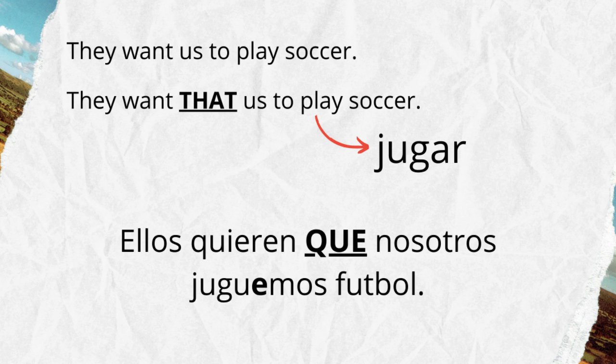Now we're going to be looking at these examples in Spanish, okay? So we have, they want us to play soccer. And remember, we need to plug in that word, that, right? So they want that us to play soccer. And our verb in this case would be jugar. And in Spanish, you would say, ellos quieren que nosotros juguemos fútbol. We change that A to an E.